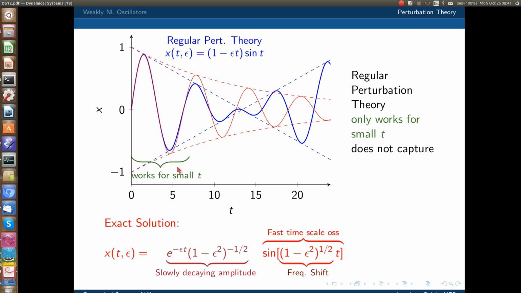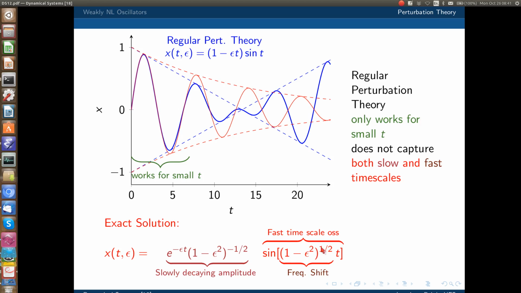And the reason it doesn't capture it is that it doesn't capture the slow and the fast time scales that are available. Okay, so you can see, if we want to design a better method, there is a way to design a better method: we must basically build into our assumption that you've got one time scale that's basically slow, okay?